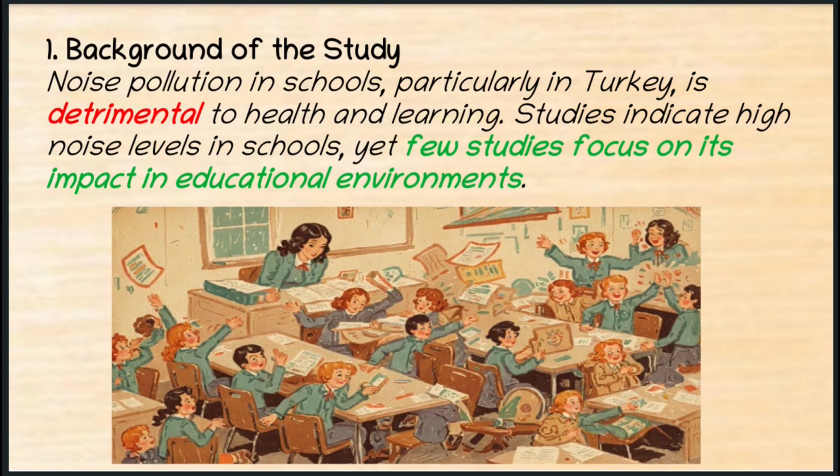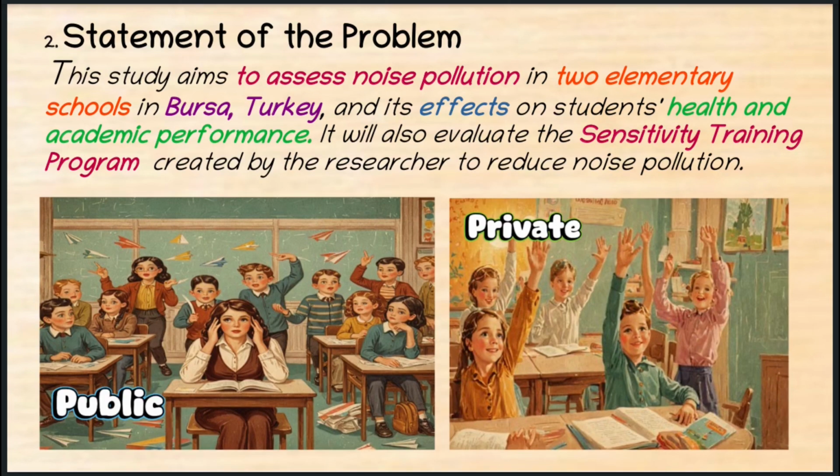The first one is the background of the study. So in this article, noise pollution in school, specifically in Turkey, is said to be detrimental to health and learning. And it also added that studies indicate high noise level in schools, but there are very few studies, and it is really affecting learners. For the statement of the problem, the researcher wrote, this study aims to assess noise pollution in 2 elementary schools in Bursa, Turkey, and its effect on students' health and academic performance. And it added it will also evaluate the sensitivity training program created by the researcher to reduce noise pollution.